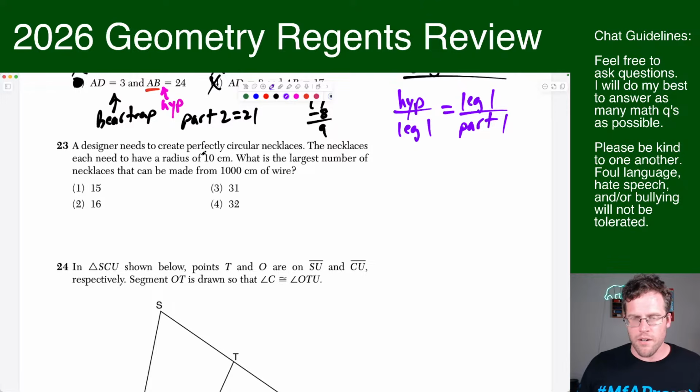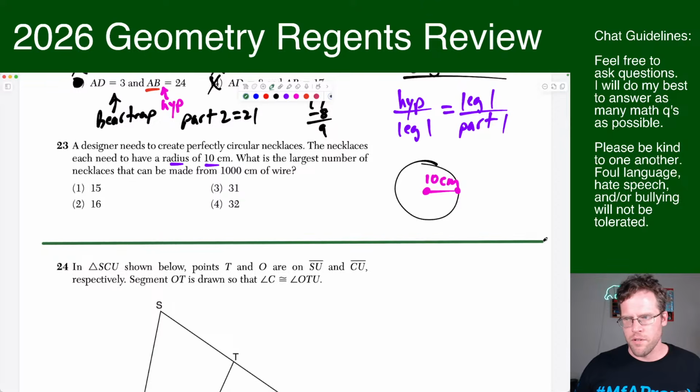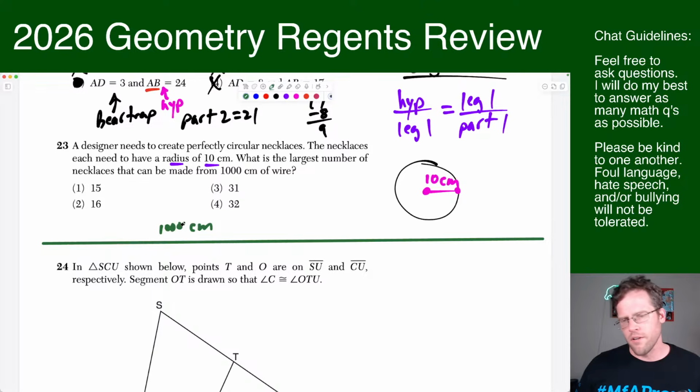A designer needs to create perfectly circular necklaces. The necklaces each have a radius of 10 centimeters. All right, so this one we need circumference. So pretend this is a circular necklace and the radius is 10 centimeters. And the person making the necklaces has 1,000 centimeters. Let's say this is 1,000 centimeters. Not necessarily drawn to scale, but just bear with me.